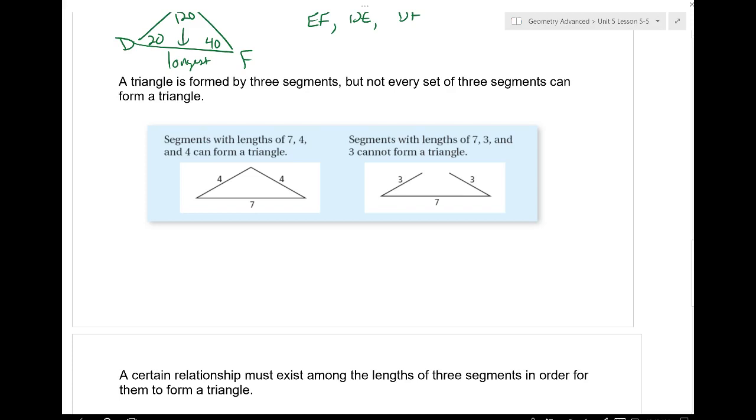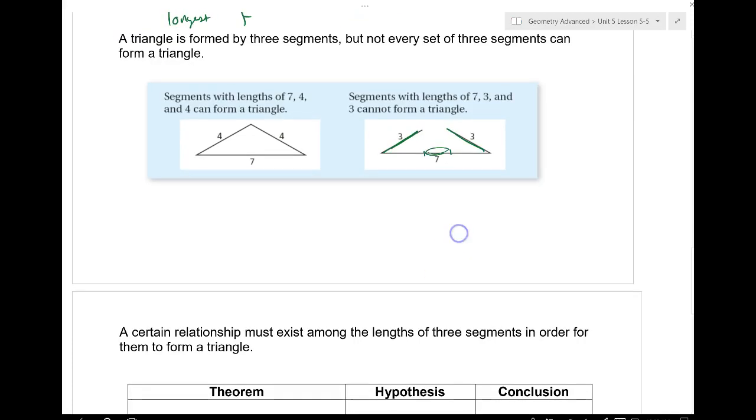No, because obviously if I had 4, 4, and 7, that made a nice triangle. But what happens if I make these two sides here 3 and 3? Are they going to be able to intersect and make a triangle? No, in fact, they'd fall down right here and there'd be a nice little gap of about a unit of 1. So it doesn't work.